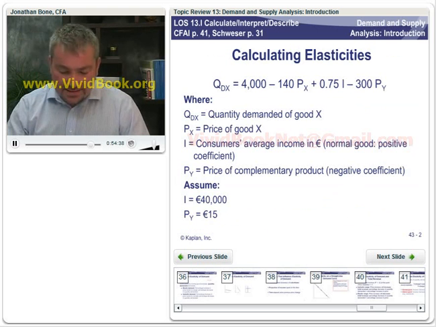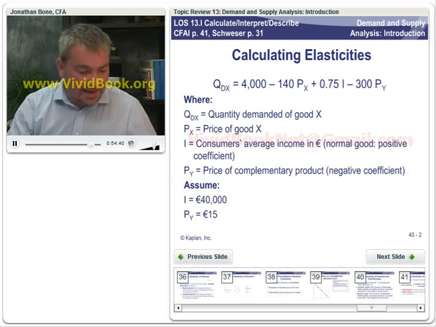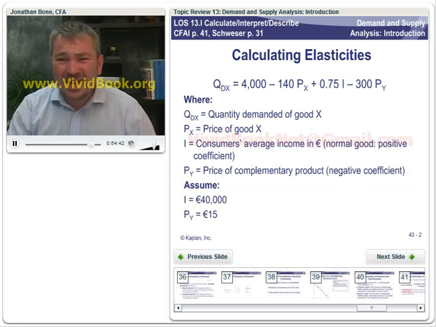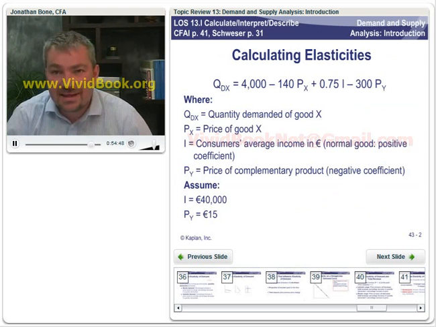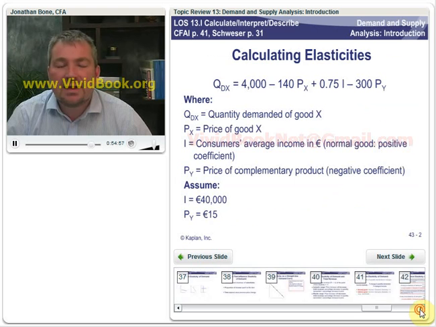Now, our next LOS is a little bit surreal, I think. It's calculating elasticities, but we're calculating them from regression equations, which just seems very odd, but, you know, theoretically it's sound. I just don't think anyone would ever do this in the real world. Having said that, we need to do it for our exam. So let's have a little look at the formula that we've got.